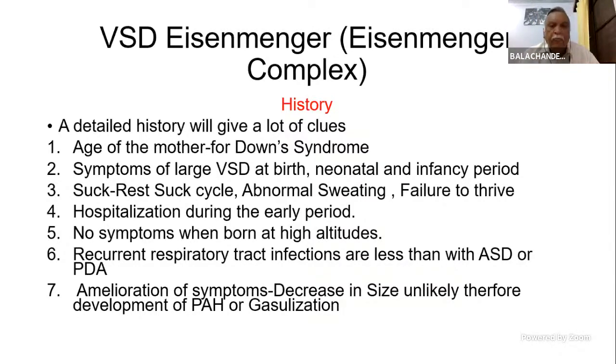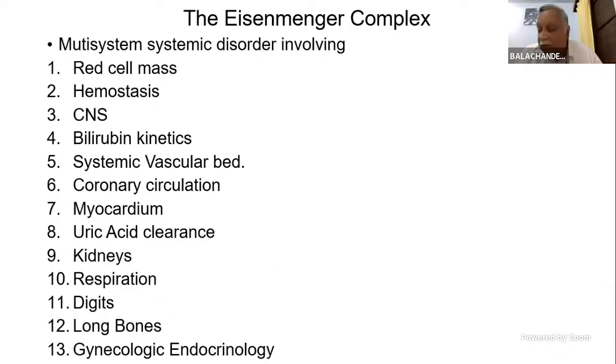Next slide. And typically the VSD is large. It's more than 50%. These are some of the slides which have been taken from Perloff only, so the candidates can read this. As a Eisenmenger's complex where you have multi-system disorders. Next slide.